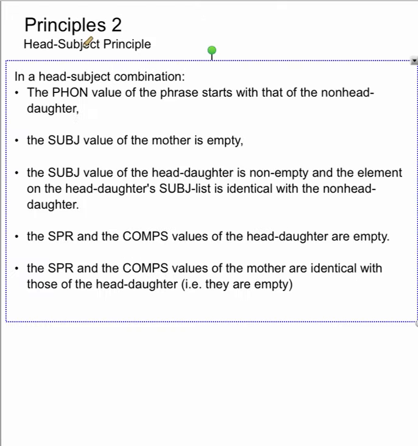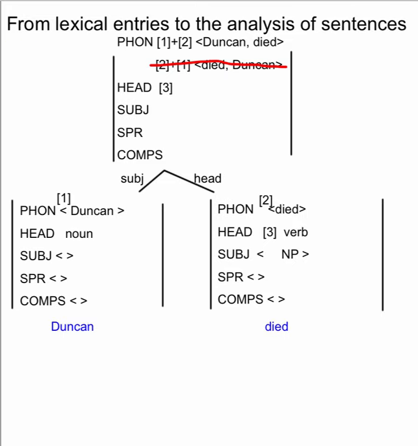The second part of this constraint on head-subject combinations states that the subject value of the mother is empty. So let me insert that. So the subject value of the mother is empty. So this means that the overall phrase is no longer looking for a subject, which makes perfect sense because the sentence contains the subject, so it will not need to combine with another subject higher in the tree.